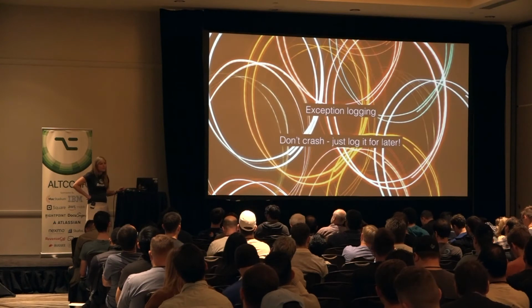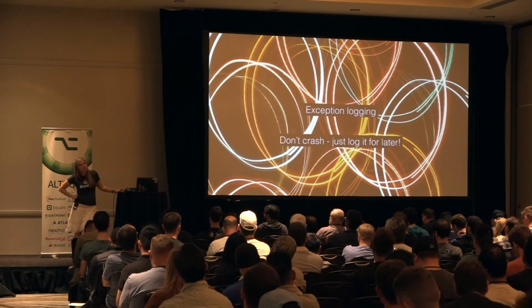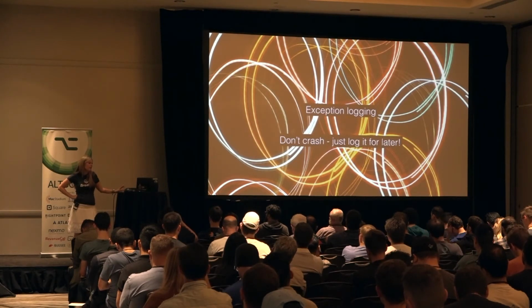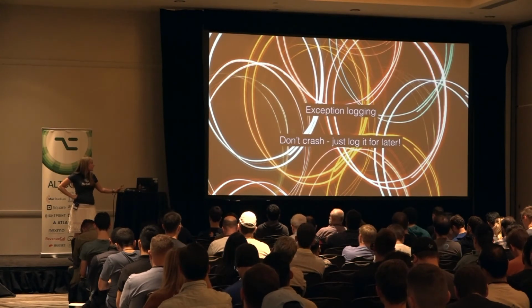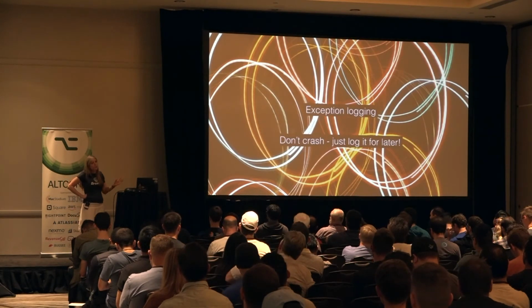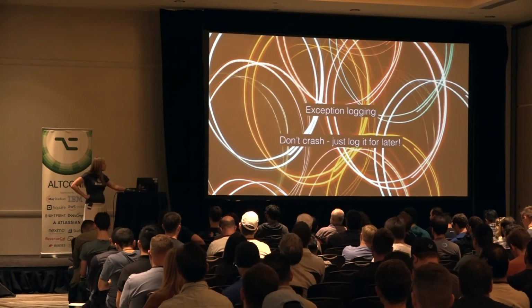Another thing that we do at Breaker, in addition to just tracking crashes, is the other alternative. So if you're not going to crash the app, we still want to know with these errors, right? We still want to know if something is going wrong in a way that's not expected. So we use exception logging. Don't crash, don't ruin the user's experience. Just log it for later for developers.